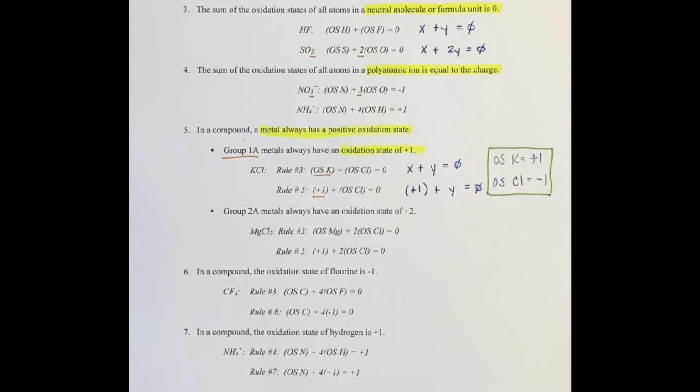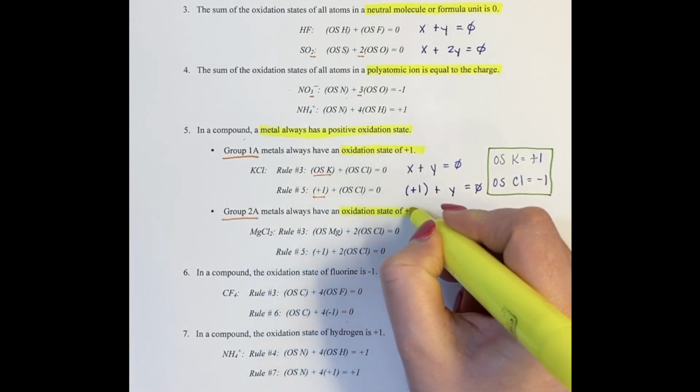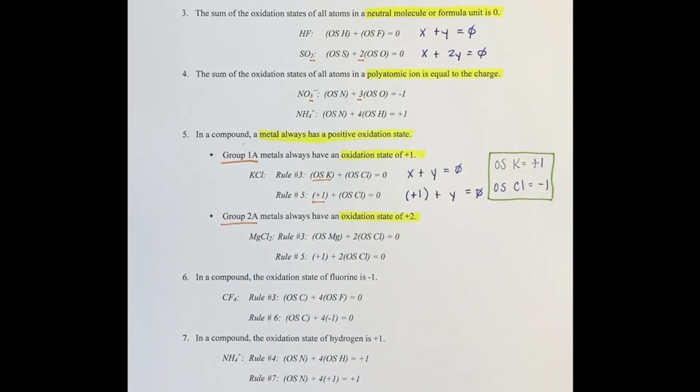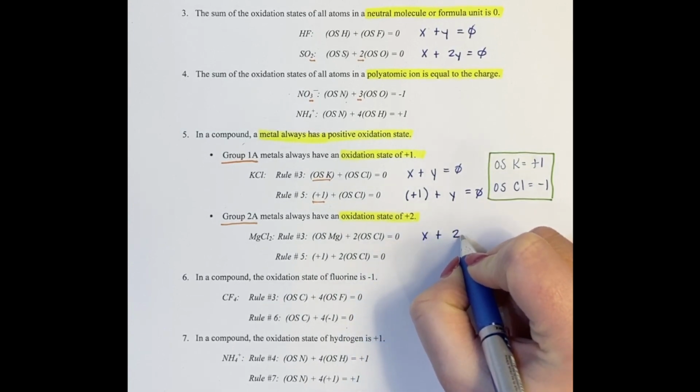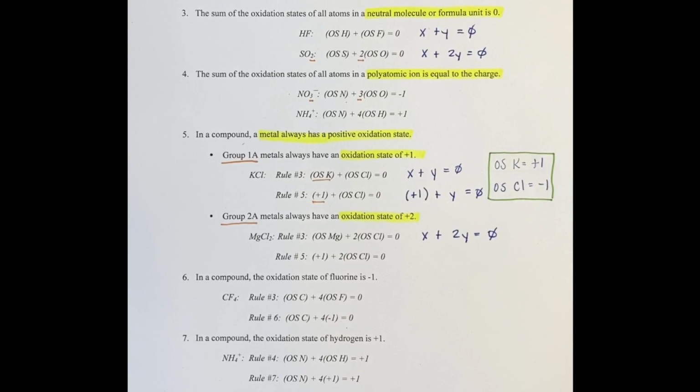The second part of Rule 5 tells us the metals of group 2A will have an oxidation state of plus 2. As an example here, we could look at magnesium chloride. Rule 3 allows us to write the equation such that the oxidation state of magnesium plus 2 times the oxidation state of chlorine must be equal to 0. Again, that means we have an equation that is x plus 2y equals 0. We're looking to use our rules to identify a value for x or y and then solve for the remaining value. As we go through the rest of our rules, rule number 5 helps us.